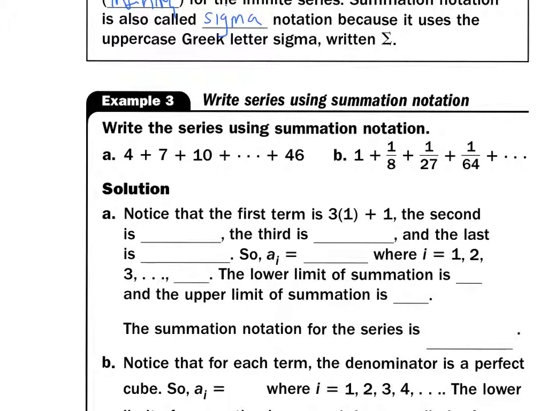Okay, so again, we need to number these: 1, 2, 3, and onwards. How do I go from 1 to 4? Well, I can add 3. How do I go from 2 to 7? Well, that time I'm adding 5. How do I go from 3 to 10? I'm adding 7. So each time I'm adding the next odd number.